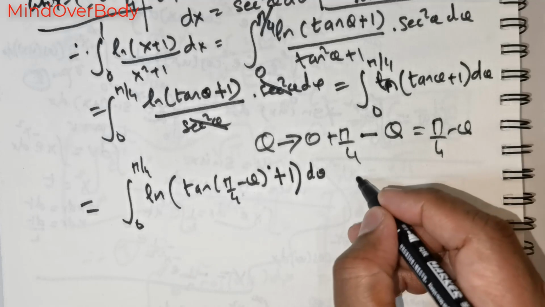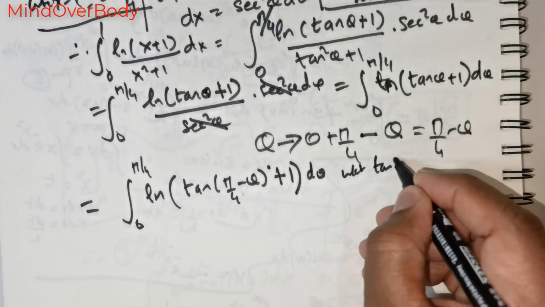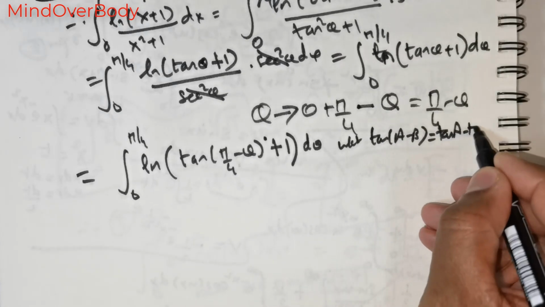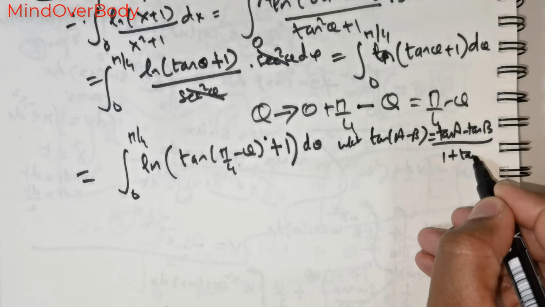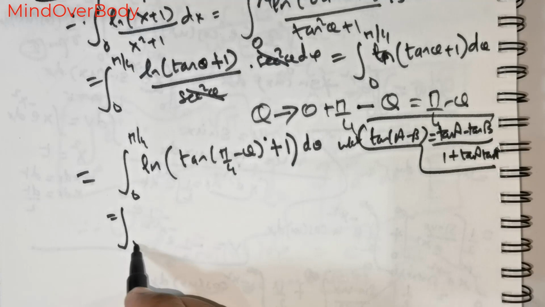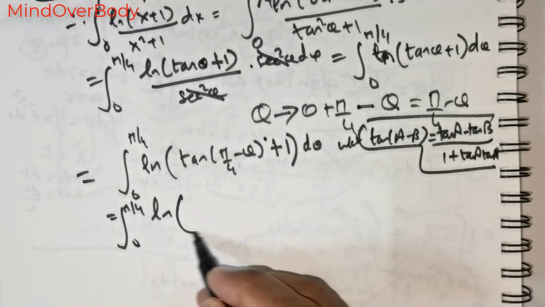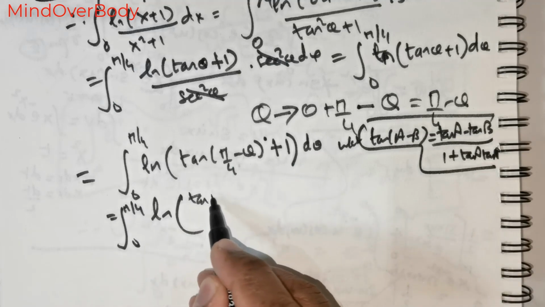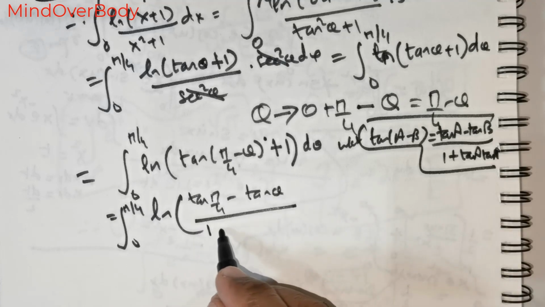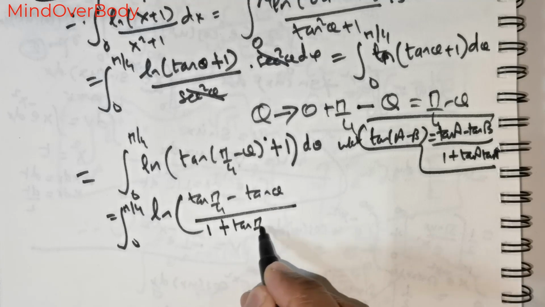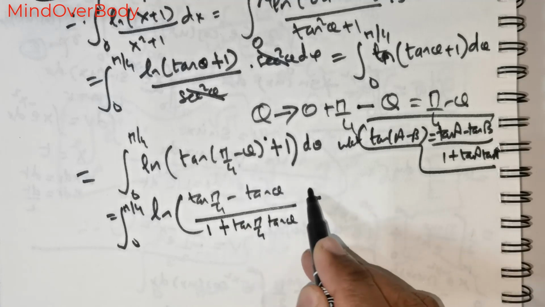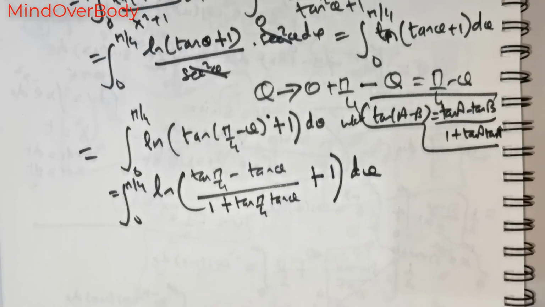Now what is this? Now we know a formula. What is that? Tan of (a - b) is equal to (tan a - tan b) divided by (1 + tan a tan b), right? So utilizing that formula over here, this is equal to integral 0 to pi over 4 ln of ((tan pi over 4 - tan theta) divided by (1 + tan pi over 4 times tan theta)), followed by + 1, times d theta.